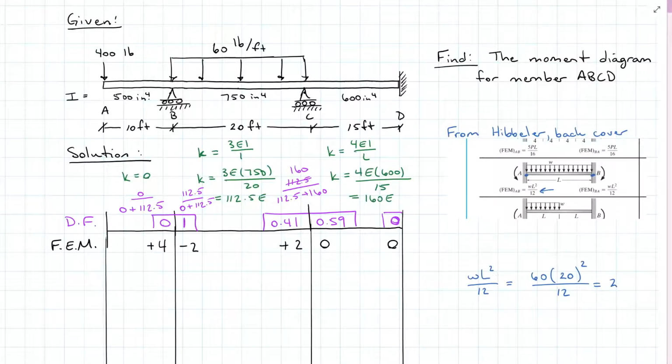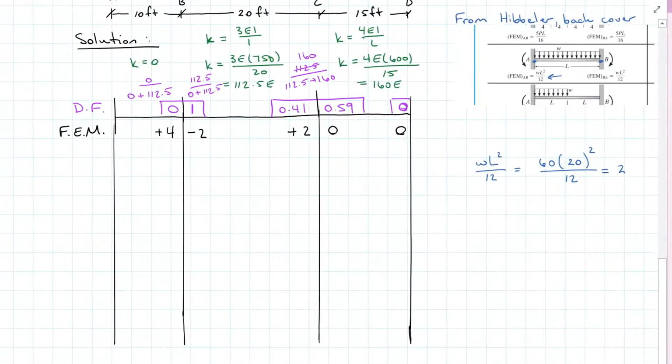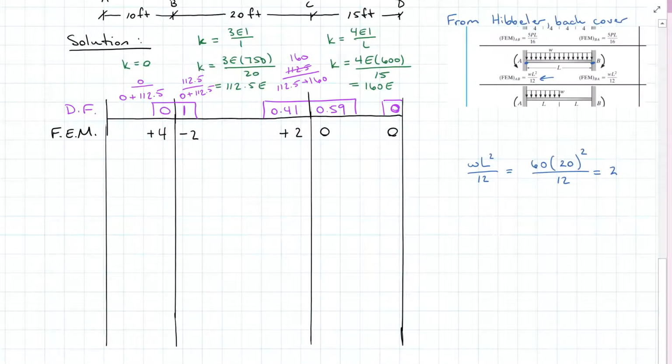Step 4 is putting one joint in equilibrium, and we should start where there's a 3EI. So I'm going to start with joint B and putting it in equilibrium. When I add positive 4 and negative 2, I am out of balance by positive 2. So I need to add negative 2 to put this in balance. So I'm going to take negative 2 times 0 and negative 2 times 1. That's my distribution factors, and that's going to give me 0 and negative 2 added to joint B. So now I have positive 4 minus 2 at joint B, and it is now in equilibrium.